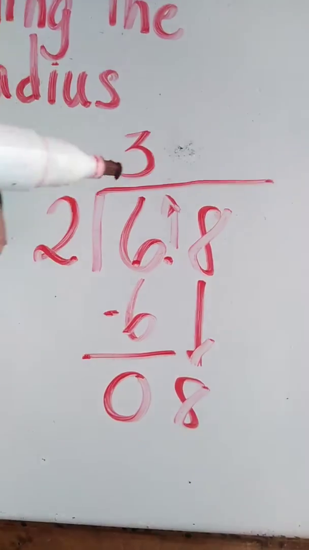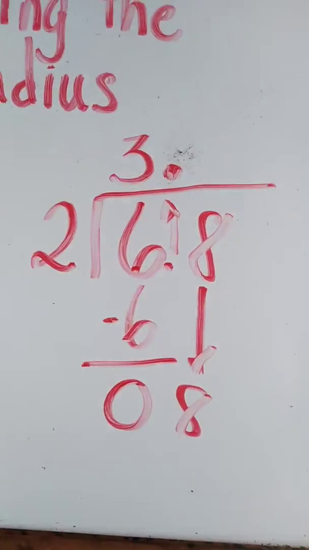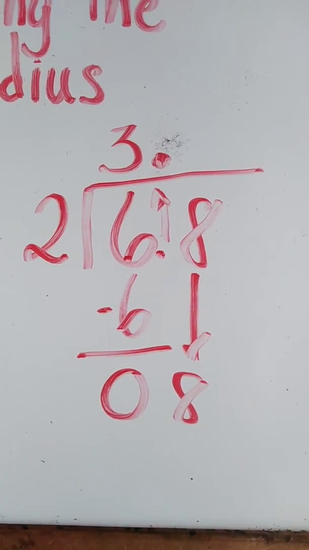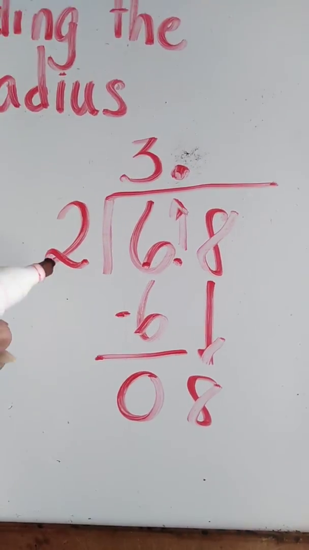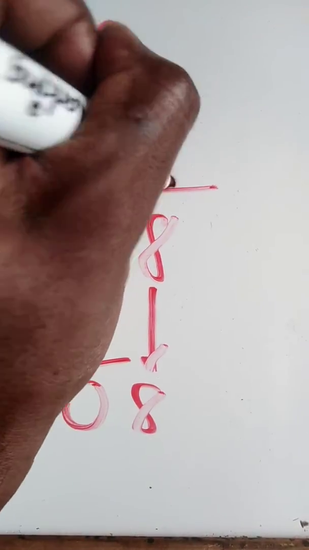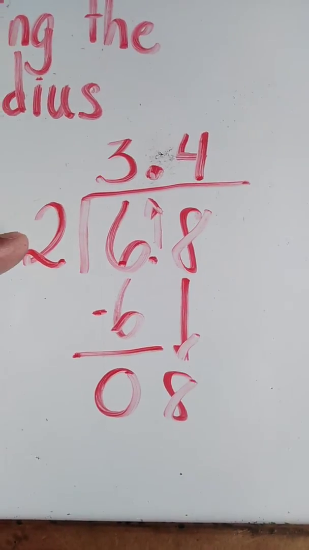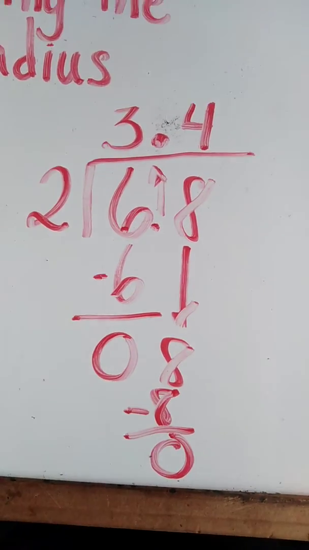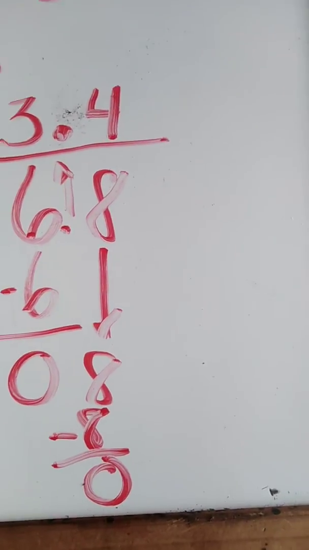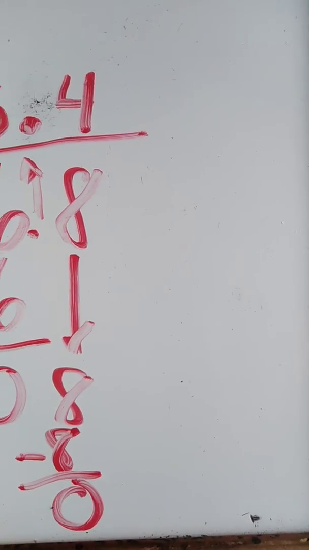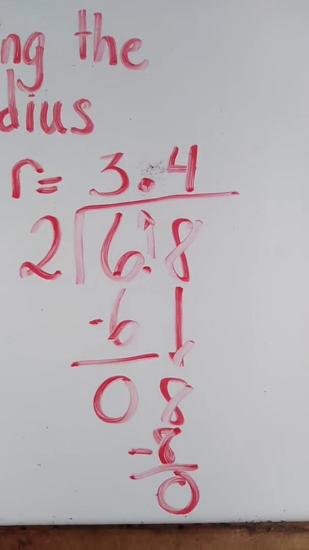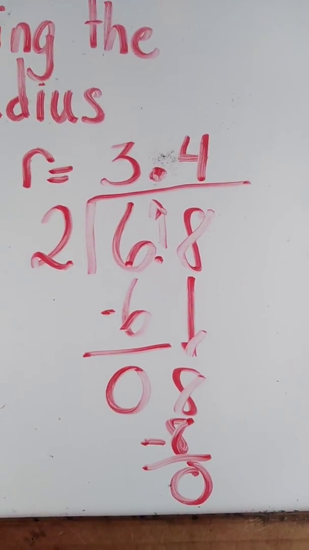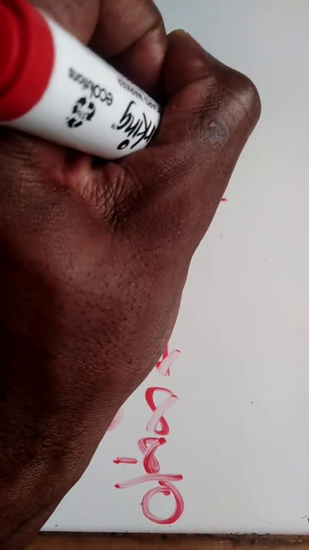Also, don't forget that decimal point. You want to keep it there because otherwise it's going to give you a different number. 2 goes into 8 4 times. 4 times 2 equals 8. You subtract that out and get 0. So you're done. The answer for the radius on problem number 1B is 3.4 meters. Can't forget our units of measure.